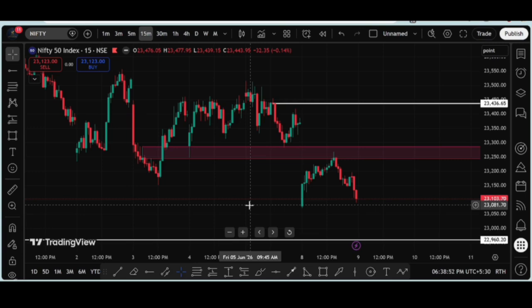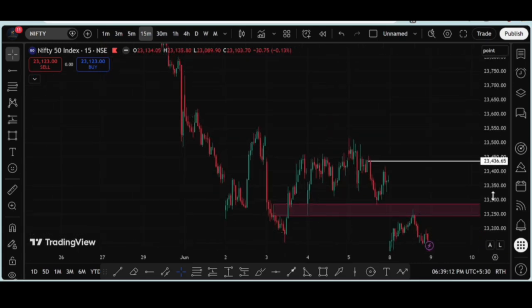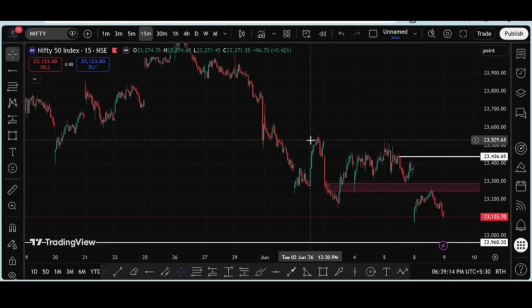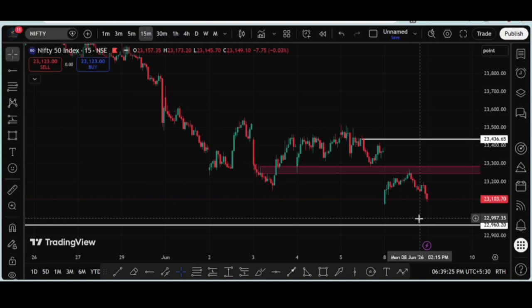And one more important thing is the market is now trading below a key support zone, this one, which earlier acted as demand, and this shows weakness in the current structure. So the current market structure is making lower highs and lower lows. If you observe the 15 minutes time frame, here you see lower high, lower low, lower high, lower low, and lower high. That means buyers are attempting to defend the lower levels, but as of now sellers have the advantage.